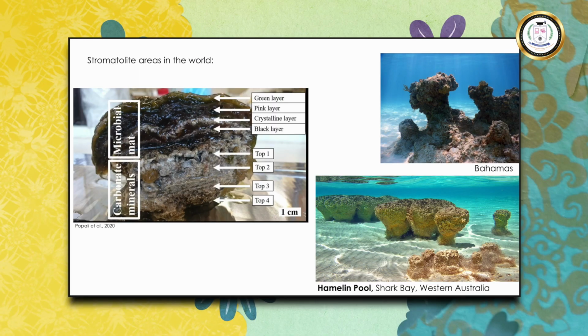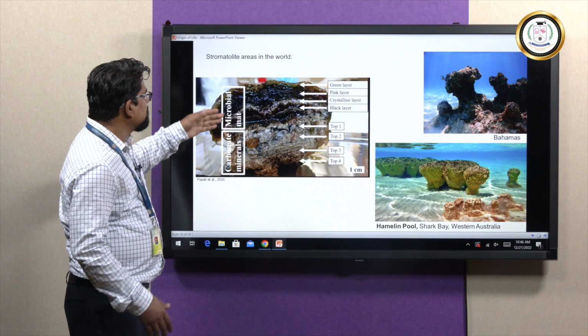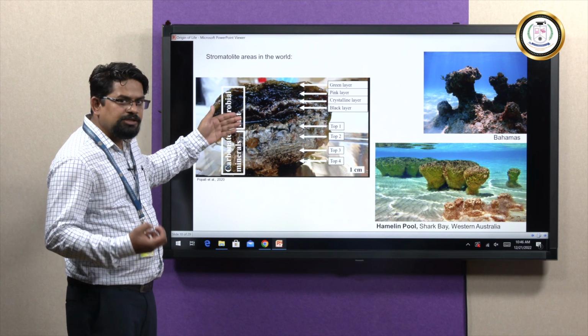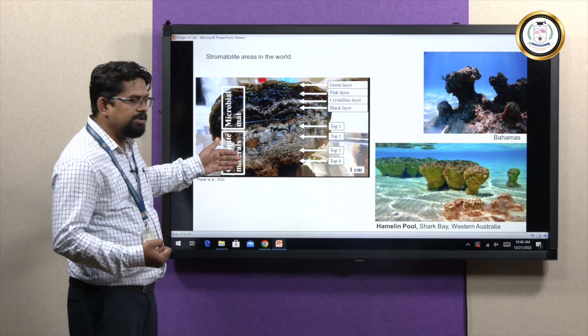As you can see, they are structures rising from the seabed to the surface in a very shallow environment, and they are made up of microbial mat which secretes the geological structure in the form of carbonate materials, right.